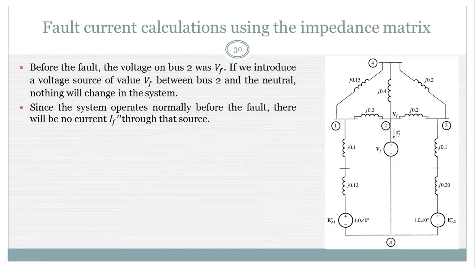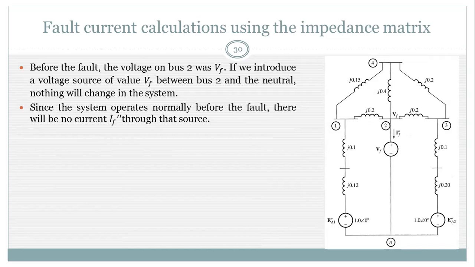Number 1, we have assumed a 3-phase short circuit fault occurred at bus 2. Whenever a short circuit fault occurs at bus 2, it means that a short circuit current flows from bus 2 to the neutral. This short circuit current we denote by IF double prime. This is the subtransient short circuit current.